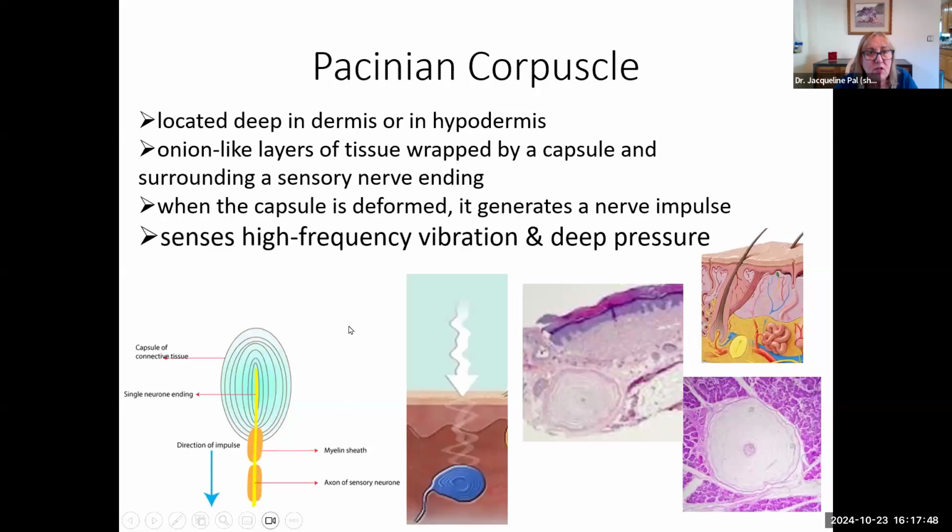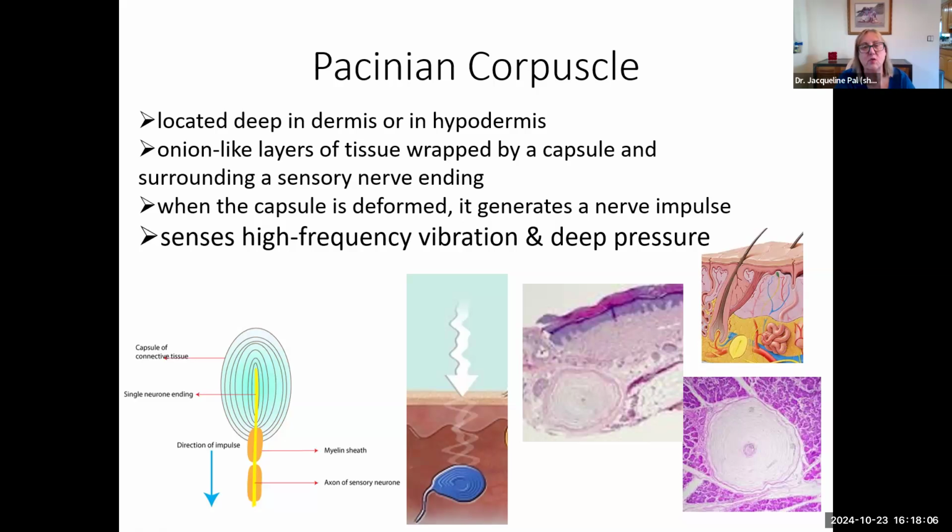So what is going to deform it is deep pressure, and significant deep pressure, but much more so is going to be a high frequency vibration. Okay, so that's your Pacinian corpuscle.